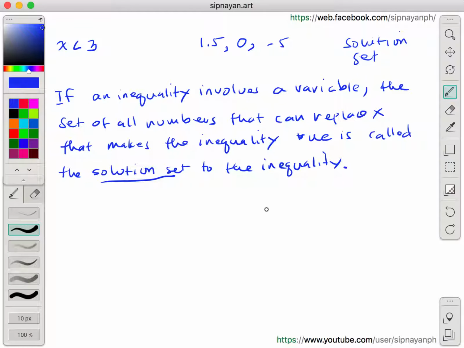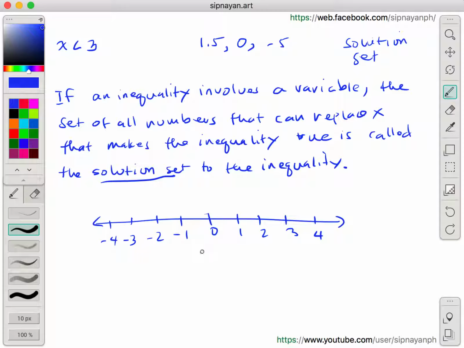Now yung solution set, pwede natin siya i-represent as inequality, katulad nito, less than, greater than. At pwede rin natin siya i-represent graphically. So, ano ba yung mga numbers na less than 3? Pag nasa number line tayo, this is 0 for example. This is 1, this is 2, this is 3, and 4, negative 1, negative 2, negative 3, negative 4.